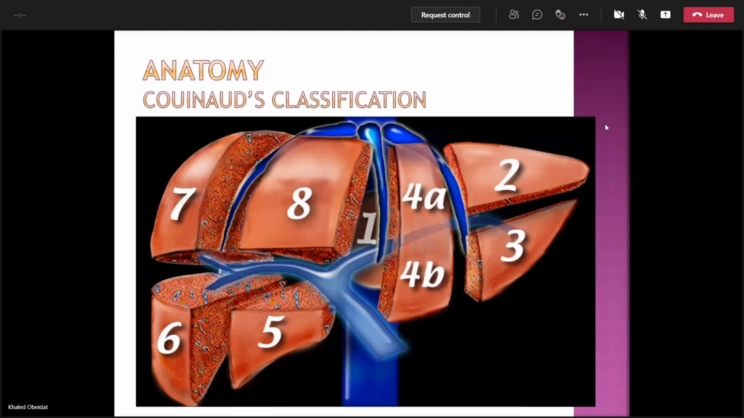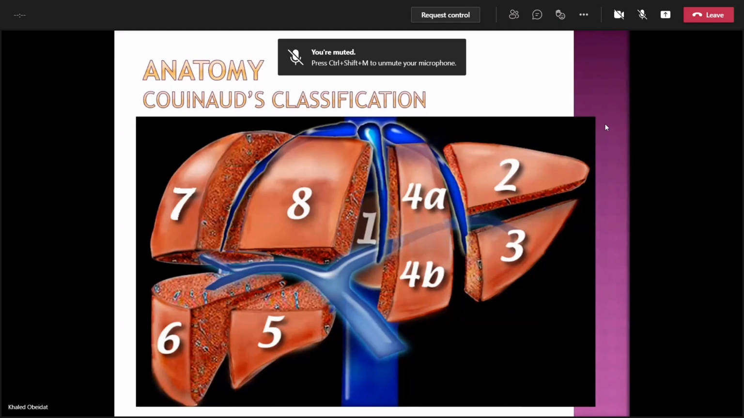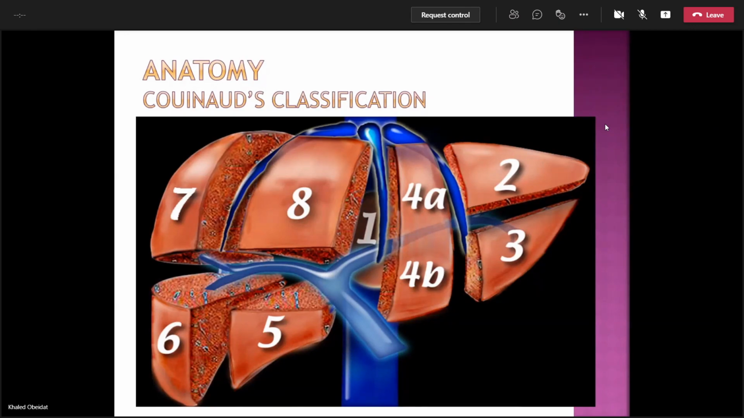So after 1 month from resection, the liver will compensate, will hypertrophy, and it will restore 90% of the original volume before the resection. Okay, if the liver parenchyma is normal. If it's cirrhotic, or if there is fatty liver, there will be decreased regeneration, and that's why in these patients we will not be able to resect as much as we can from healthy normal parenchyma.